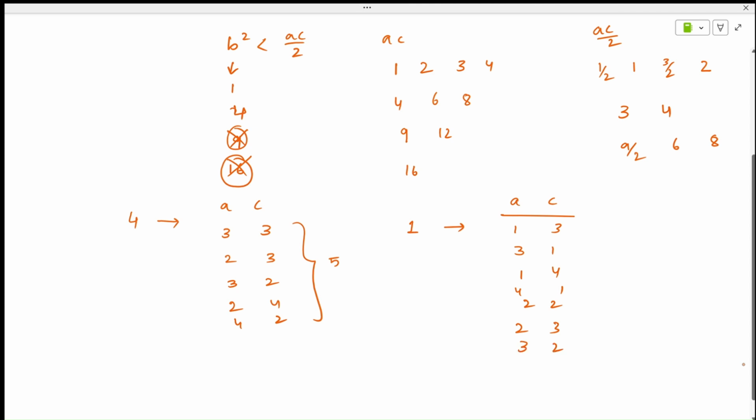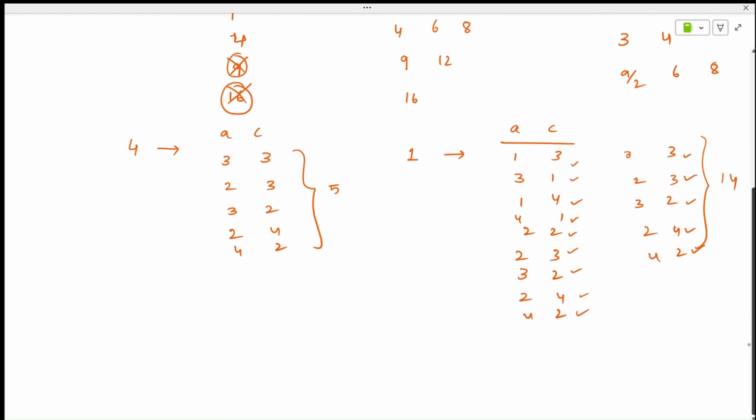You can get 8. How will you get 8? 2 fours and 4 twos. And 9, we already know 9 comes from 3, 3. And 6, 2, 3, 3, 2. Then 8, 2, 4, 4, 2. So in total there are 1, 2, 3, 4, 5, 6, 7, 8, 9, 10, 11, 12, 13, and 14. Here you are having 14 possibilities, and here you have 5 possibilities.